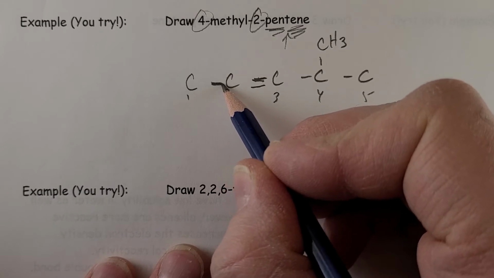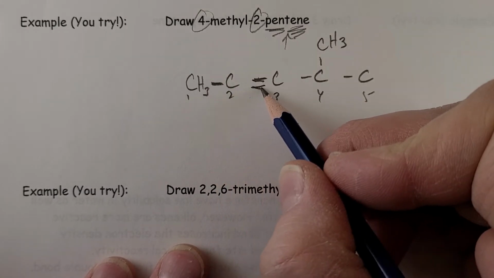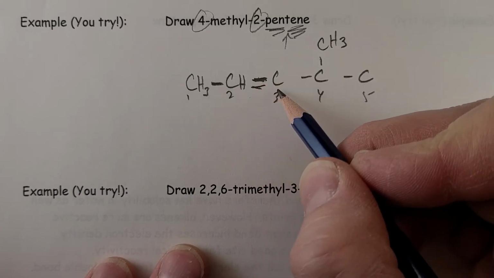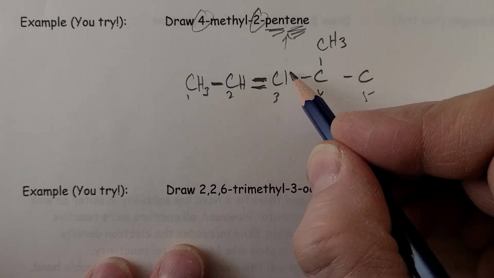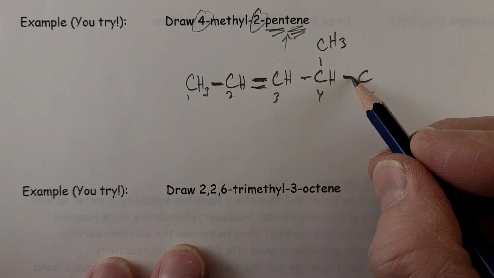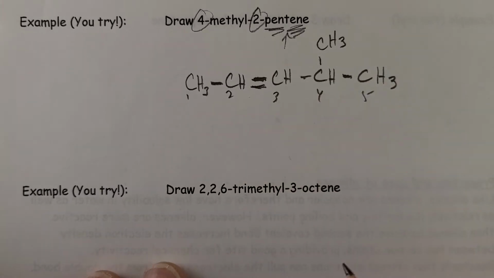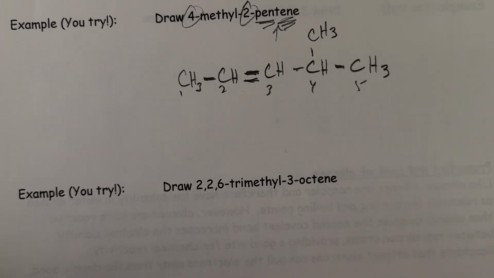So this carbon is bonded to this one. Needs 3 more. This carbon, 1, 2, 3, so it needs 1 H. This carbon, 1, 2, 3, needs 1 H. This carbon, 1, 2, 3, needs 1. And this carbon is bonded to 1, so I need 3 over there. So you may want to pause the video and just kind of continue on here.